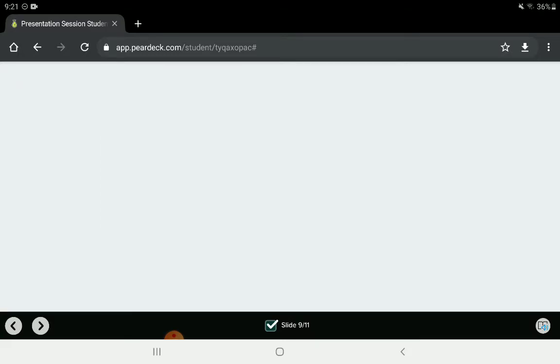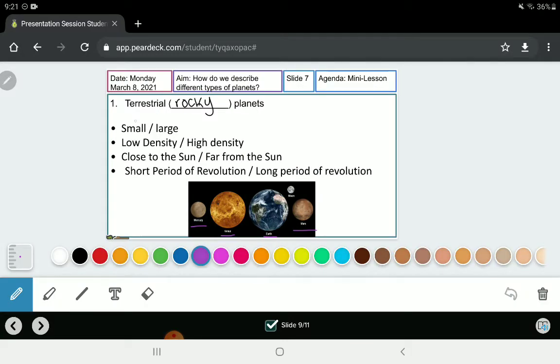Those planets are small. Oh, hang on, they're not low density at all. I'm sorry, they are small. They are high density. They are close to the sun, which means that they are a closer distance. And then they have a short period of revolution, which means it doesn't take them as long to orbit around the sun.